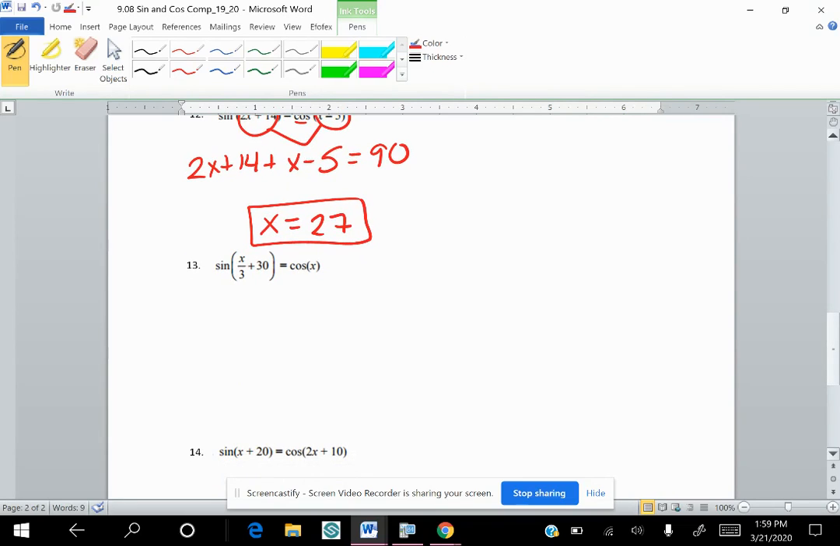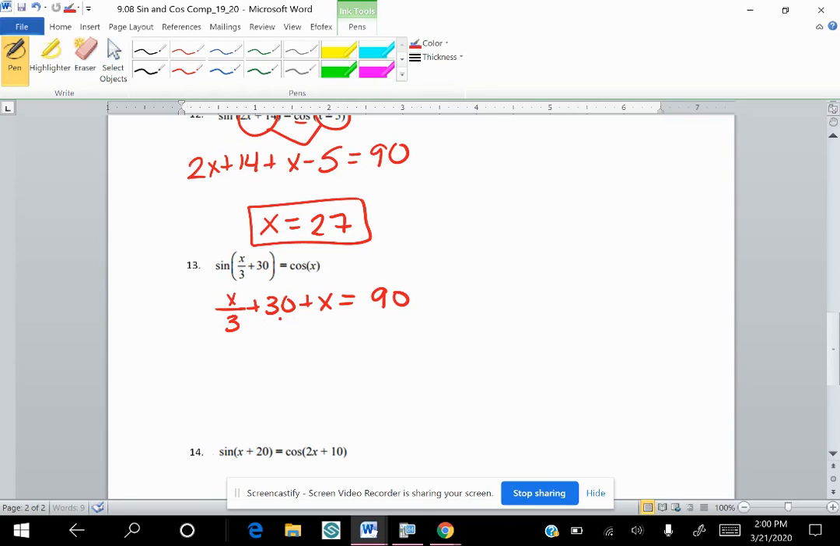All right, again, try pausing the video for number 13. See if you can do that on your own. This one's a little bit harder in terms of the algebra, so go ahead and try that. All right, again, we see sine and cosine equal to each other. So I'm going to set my two angles equal to 90.